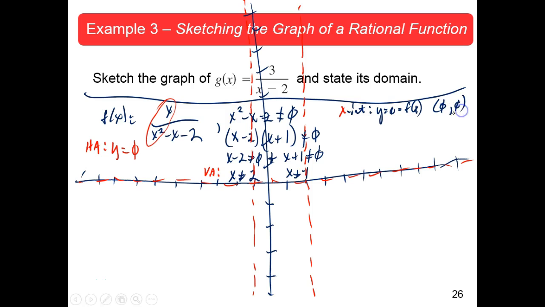So the x-intercept is x equals 0, and then what's y? 0. Okay, so it's (0, 0). That's the x-intercept, and guess what, folks? It's also the y-intercept. Only one x-intercept, because there's only one value of x that makes that numerator 0, and you can only have one y-intercept.